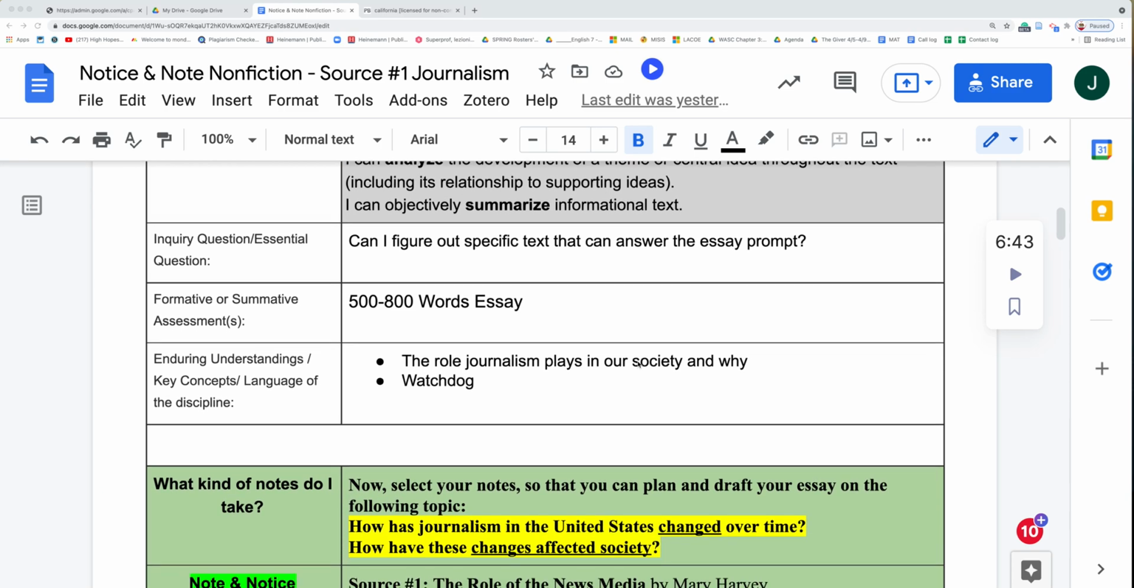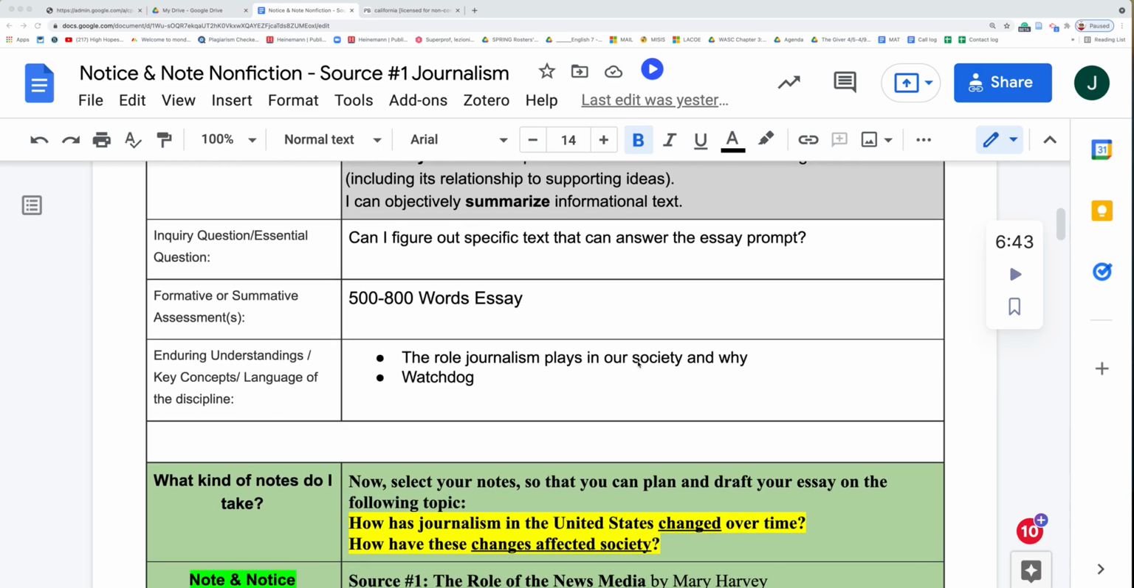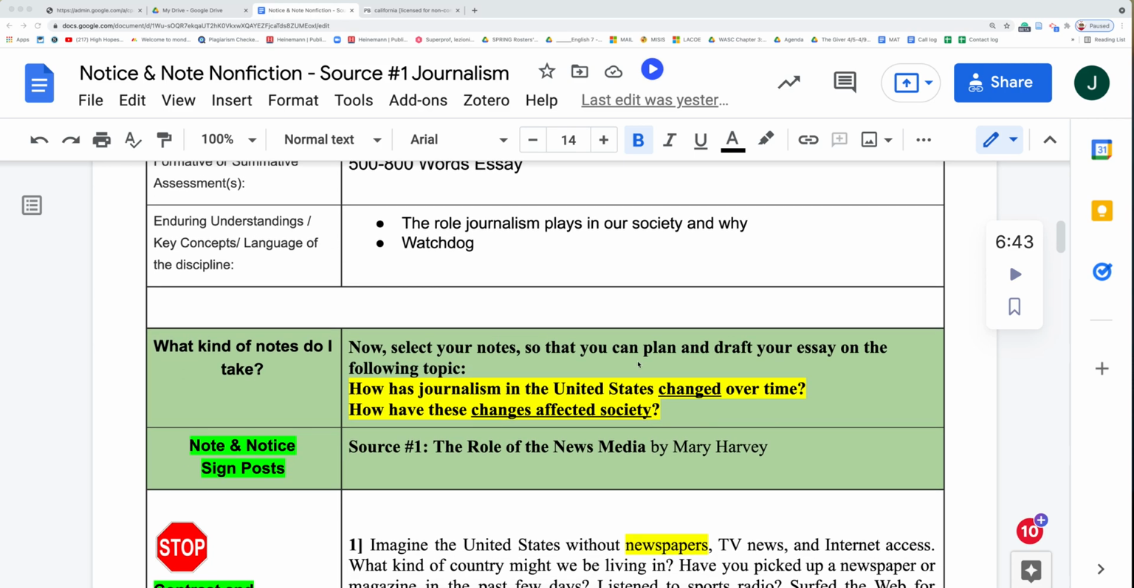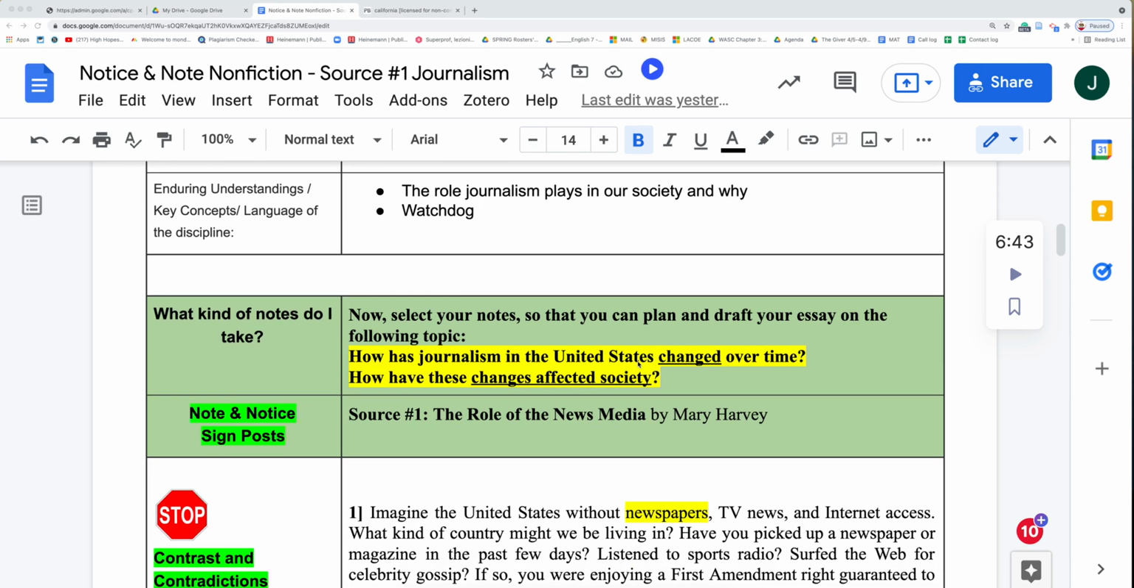The prompt is what should help you, what should lead you, on what specifically to choose from the article. For example, the prompt says, how has journalism in the United States changed over time? The second question, how have these changes affected society? What we do from this point on is to collect information that will answer those questions.